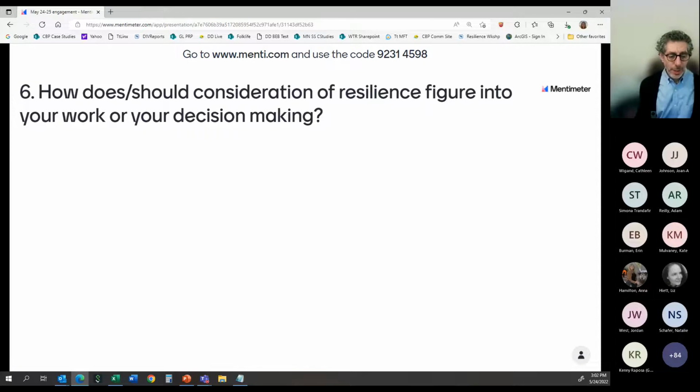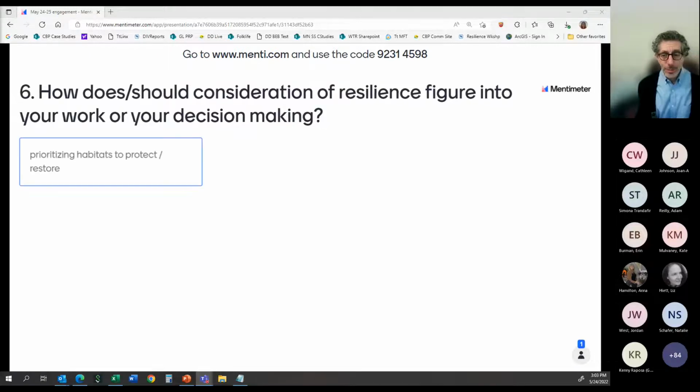Okay, so this is an open-ended question. How should or does consideration of resilience figure into your work or your decision making? And after you complete the Menti, and it's important that you complete the Menti because this is giving us data that's going to be used for the outputs for this event. But after you complete that, you can amplify your thoughts or make observations on what you're seeing on the screen in the chat. And we'll take a look at that in a bit. So how does or should consideration of resilience figure into your work?